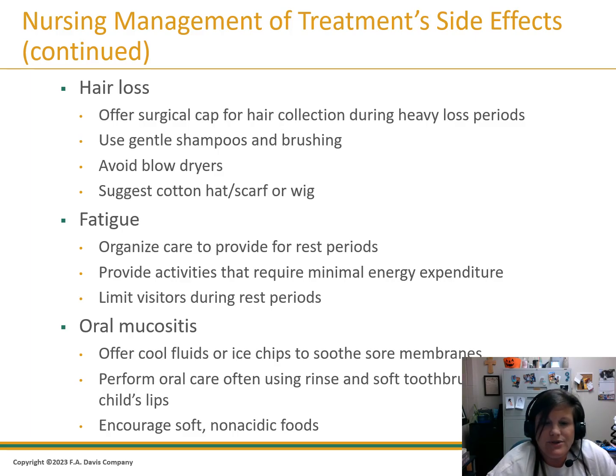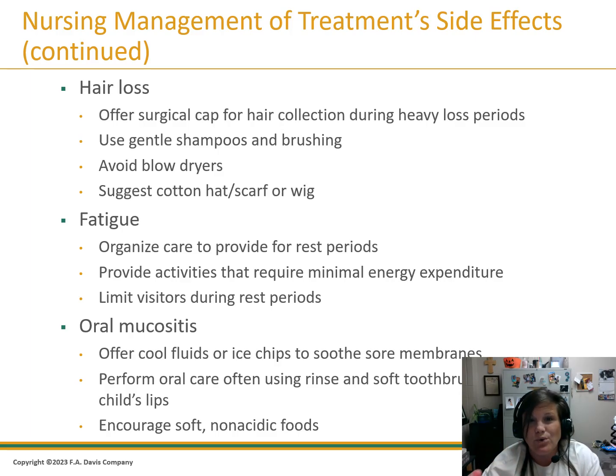Fatigue is typical, so we want to make sure, both for the caregiver and for us as the provider, that we are organizing our care so that they do still get rest periods. When interventions are needed, we try to cluster those so that they have opportunities to rest in between. Activities that we want to encourage are ones that require minimal energy expenditure so that they're not wearing themselves out, and also knowing that they may need restrictions on visitors so that they are able to rest adequately.